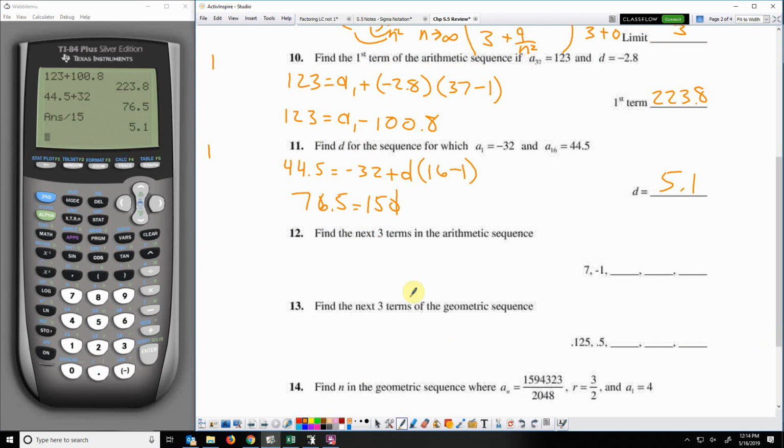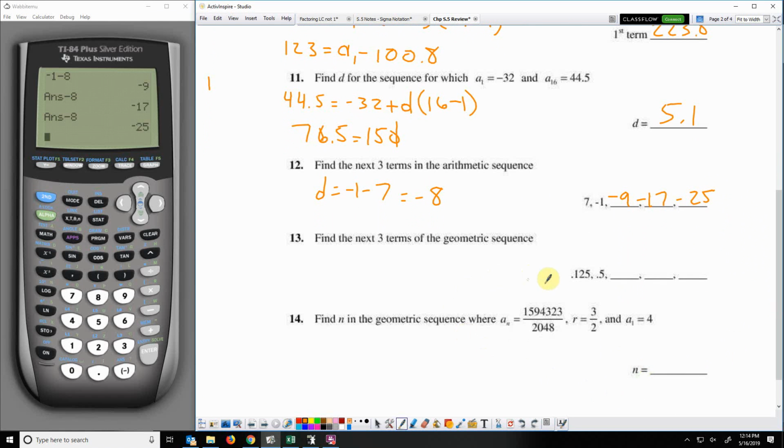Next 3 terms, and it is geometric. Okay, so, I'm sorry, it is arithmetic. So negative 1 minus 7 will give me the common difference, and that is negative 8. So we're subtracting 8, so negative 1 minus 8, minus 8, minus 8. So those are my next 3 terms. Negative 9, negative 17, negative 25.